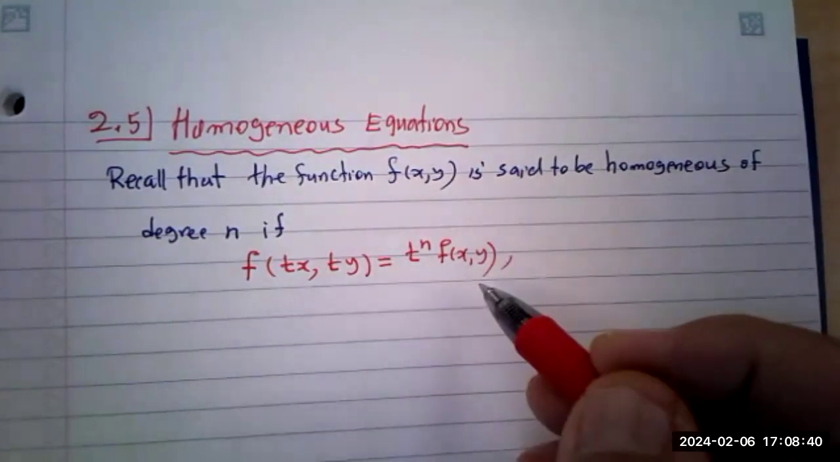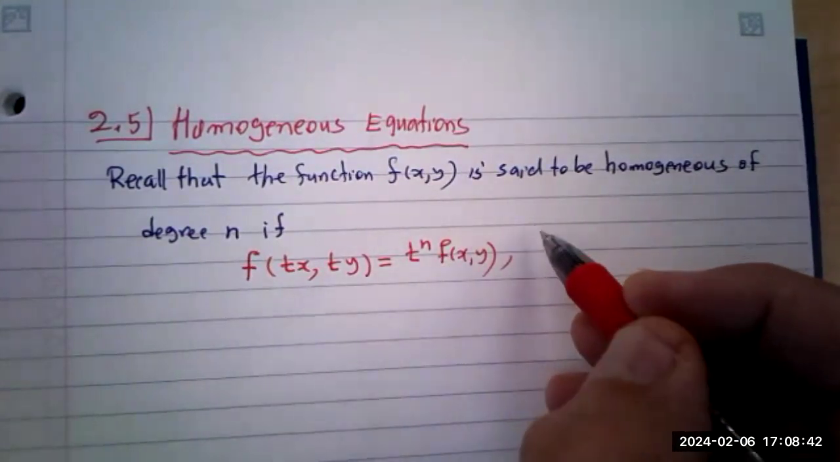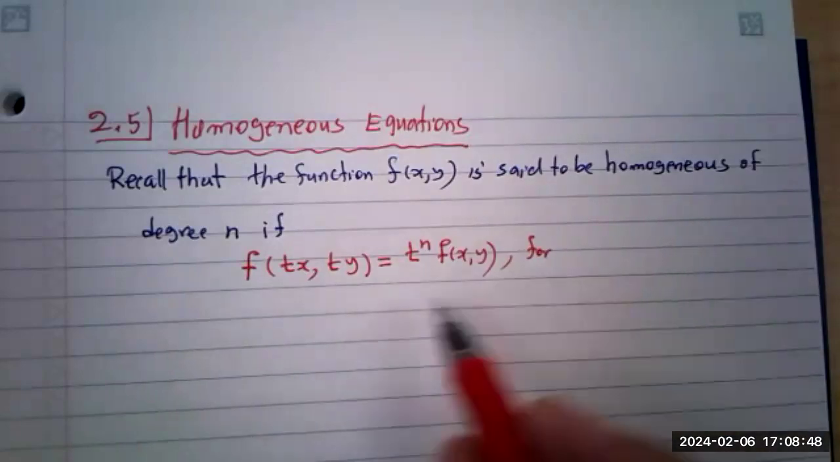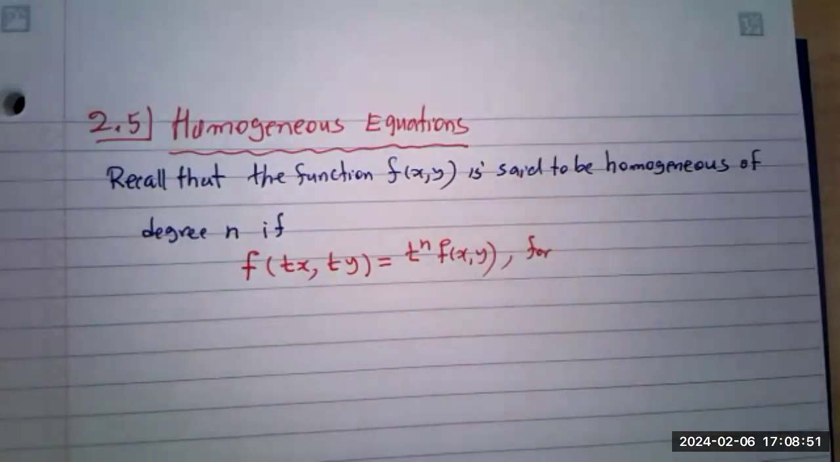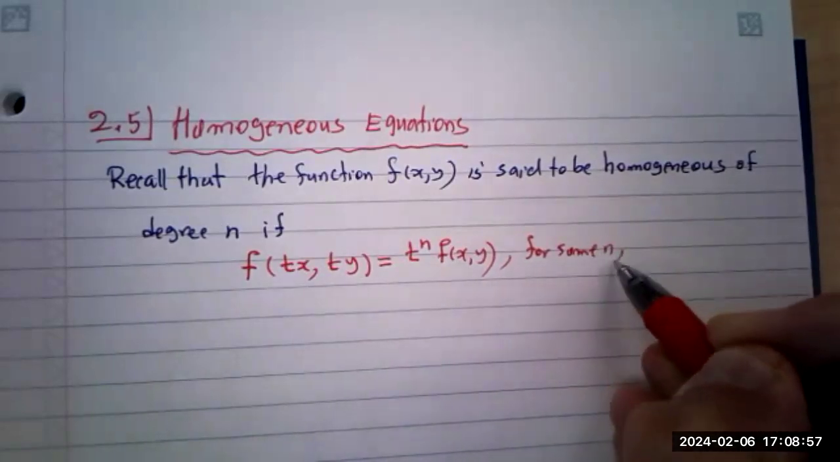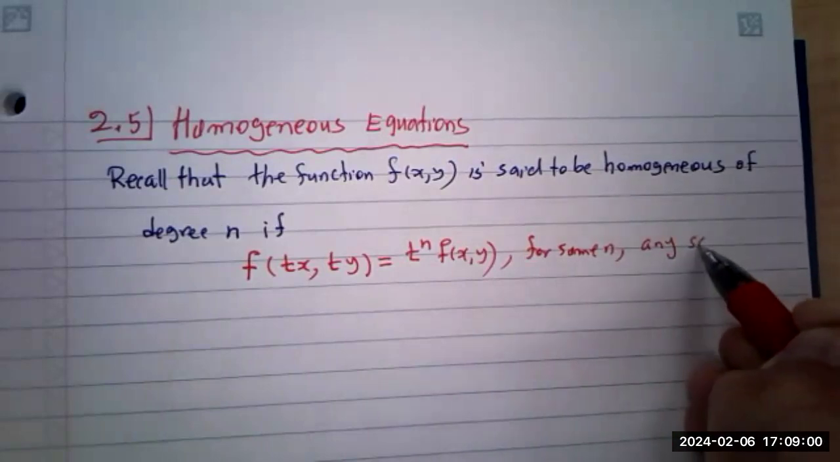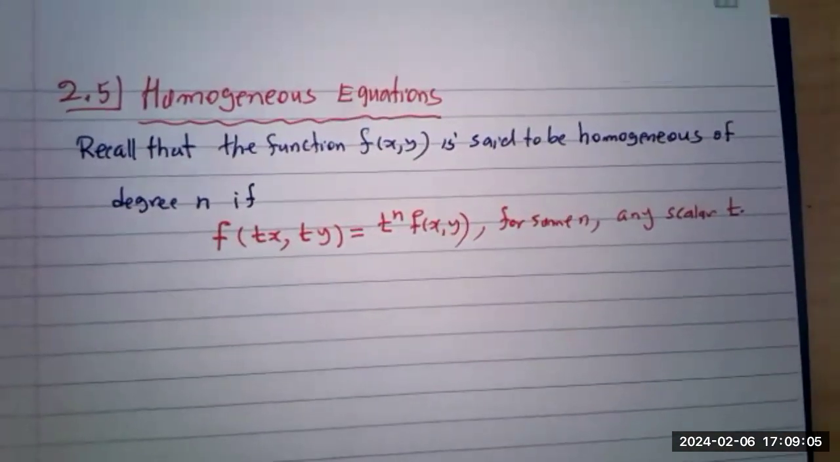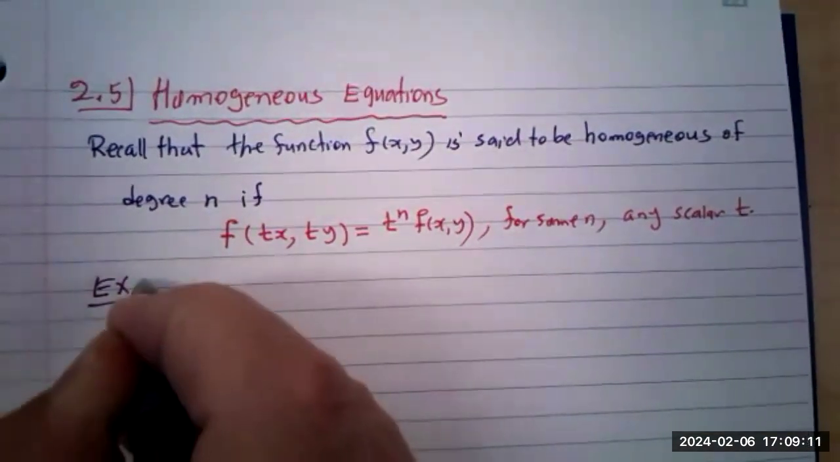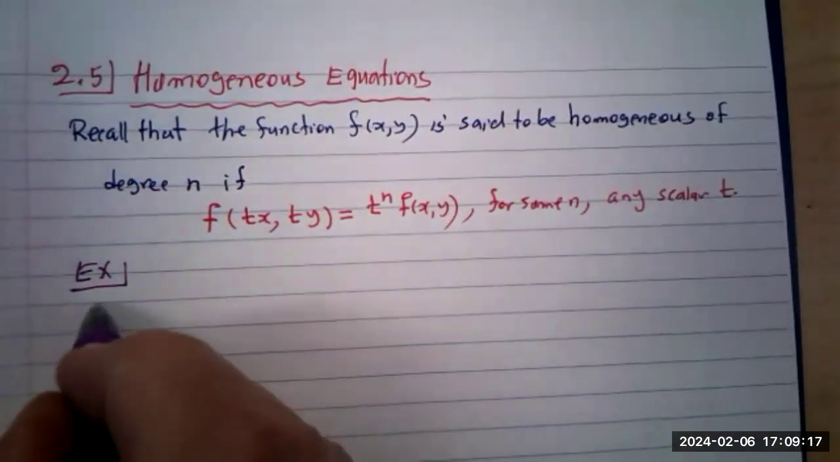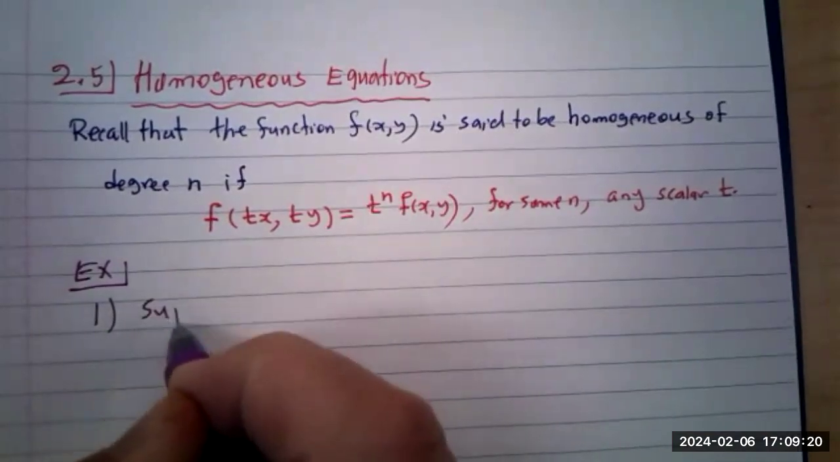And this is going to be true for some n, for x and y, and t is going to be any scalar. So for some n and any scalar t, in this case we say the function is homogeneous. Let's get practice on this one first, and then we come back and change it to the format of a differential equation.